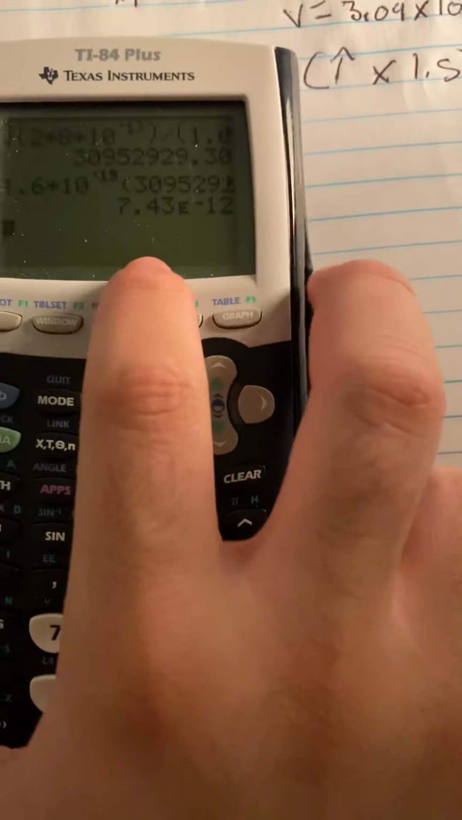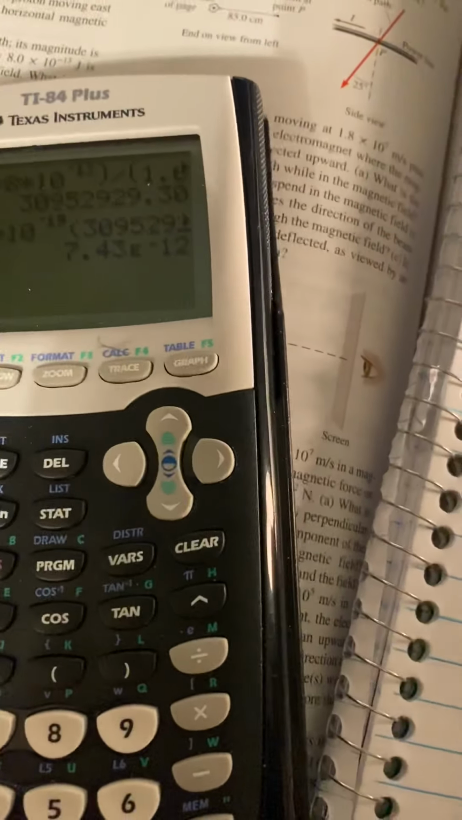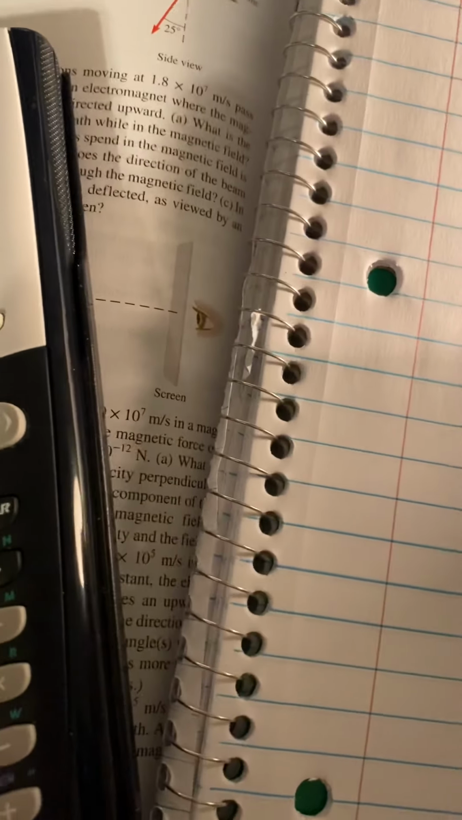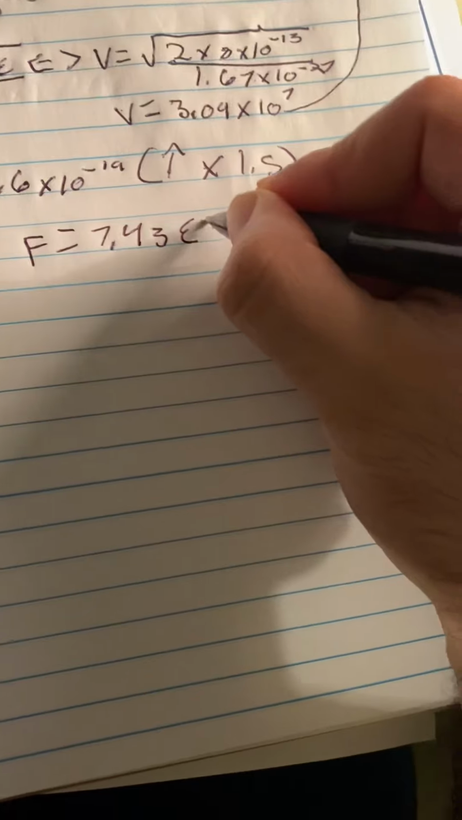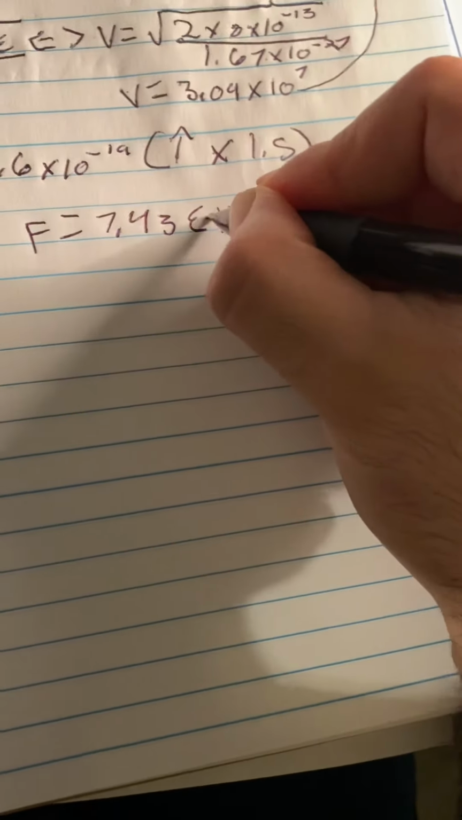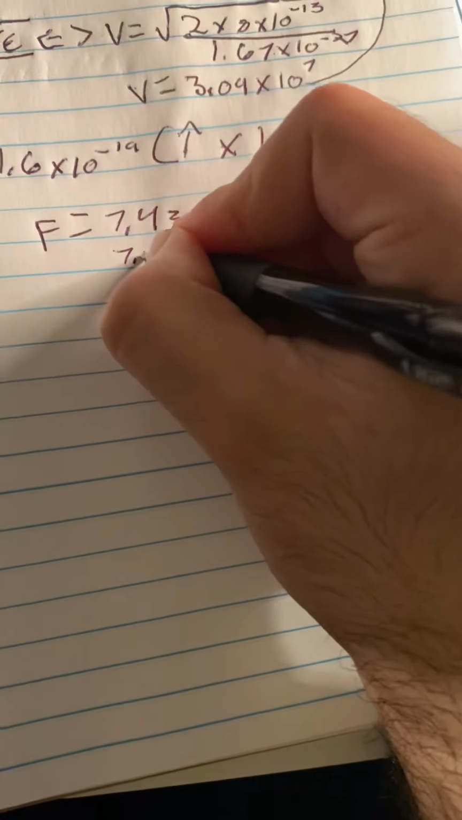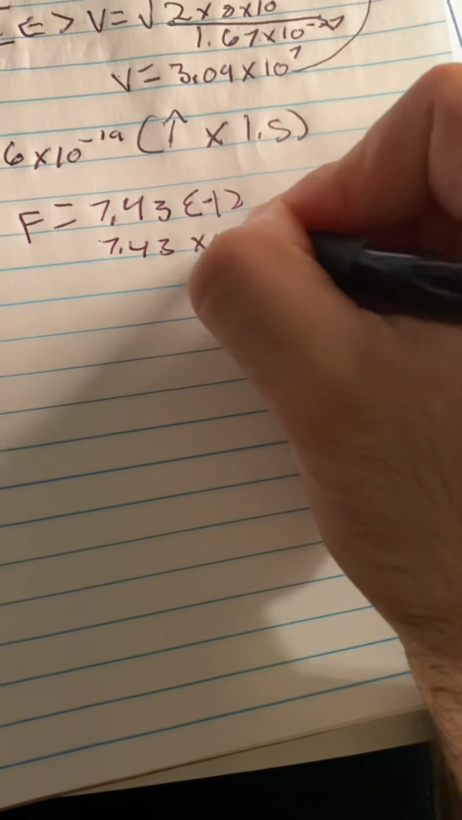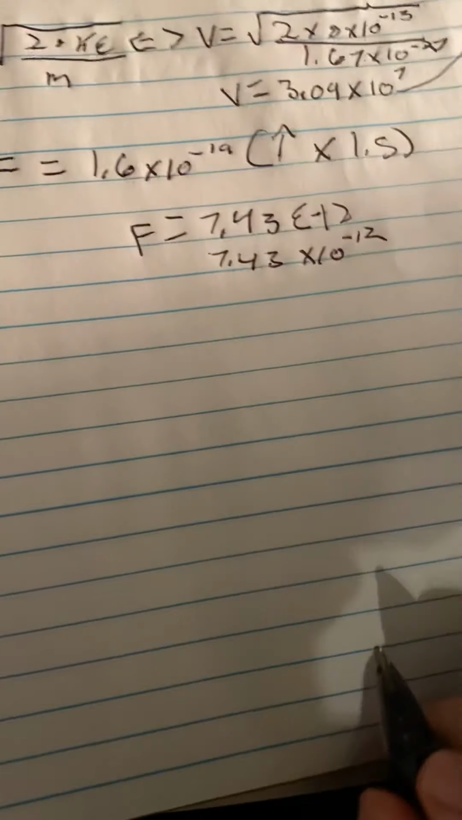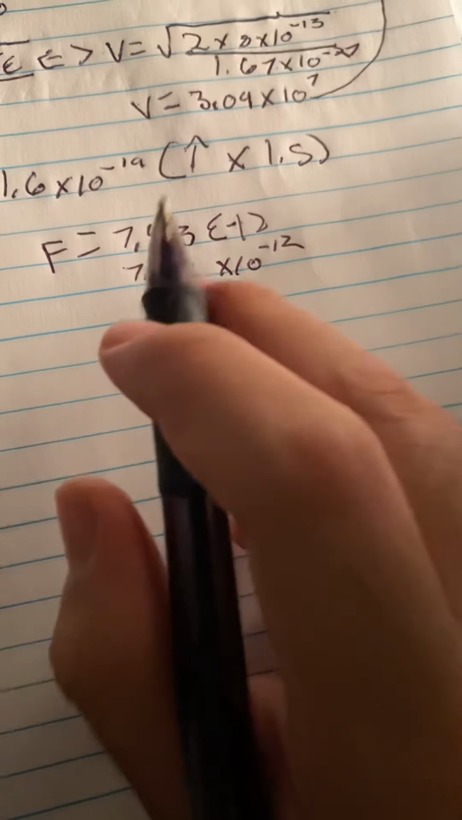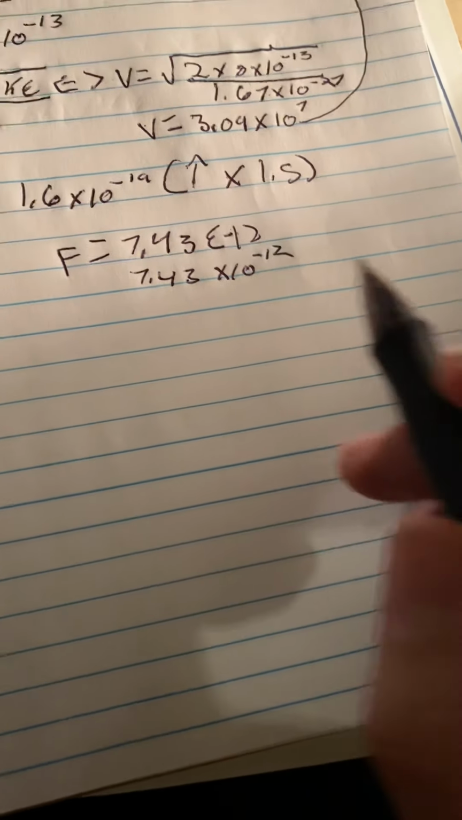Then we get 7.43 raised to the negative 12. So alright, the answer for F is 7.43 times 10 to the negative 12. That's the push of the force acting on the proton.